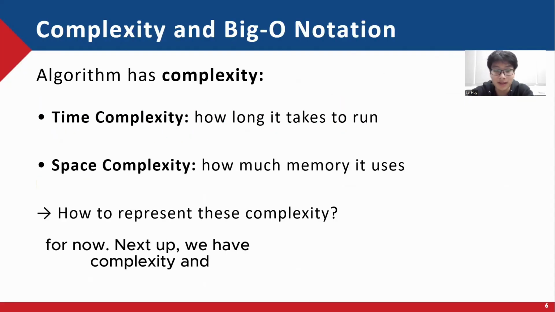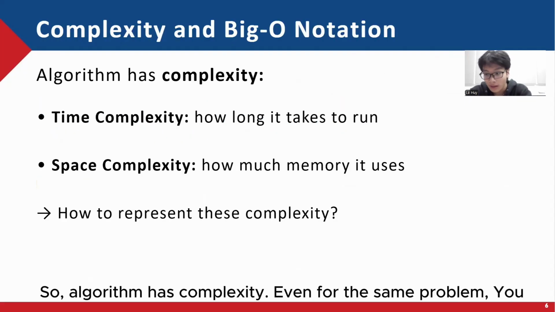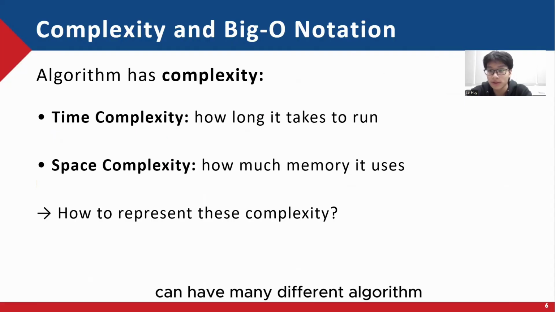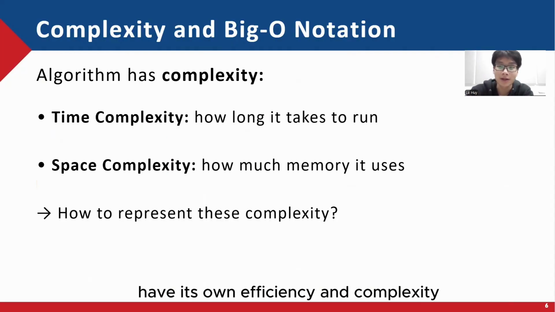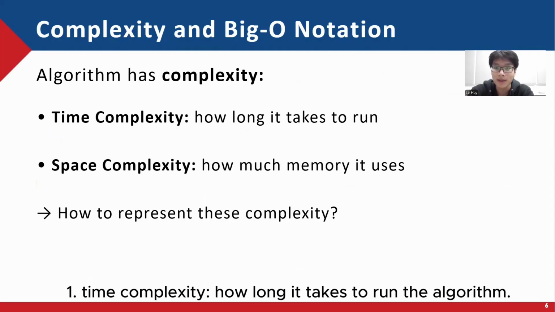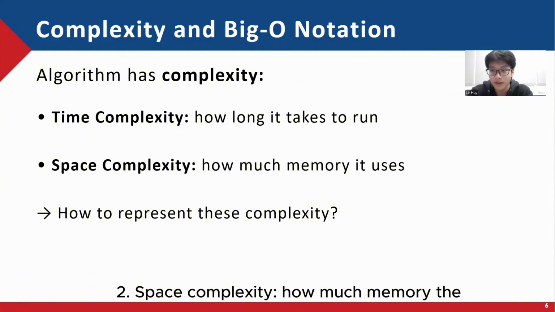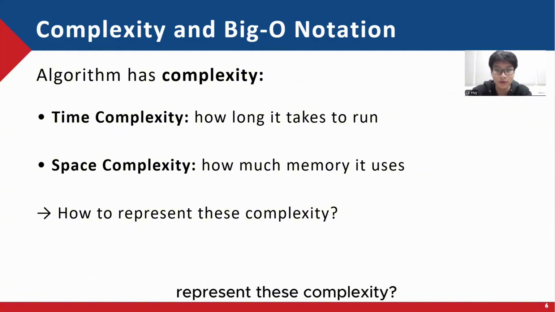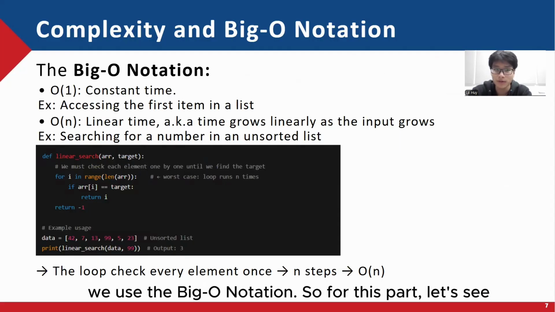Next up, we have complexity and big O notation. Algorithms have efficiency. Even for the same problem, you can have many different solutions and many different algorithms dedicated to it. Each algorithm has its own efficiency and complexity. Complexity means time complexity, how long it takes to run the algorithm, and space complexity, how much memory the algorithm uses. So how do we effectively represent this complexity? We use the big O notation.